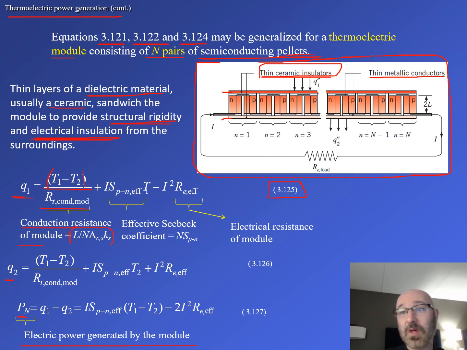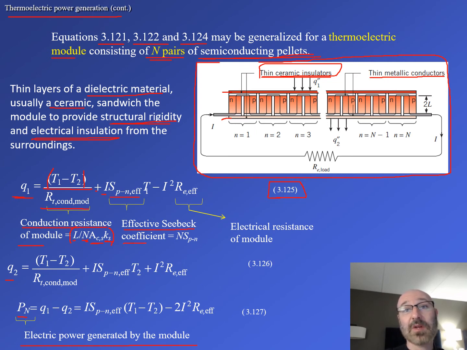And this should be familiar from what we've seen before. We have our L divided by our N, which again is the number of pairs, times our A sub CS that we just talked about, and then we have our K sub S for our thermal conductivity of the semiconductor material. Now this is plus our I, our current, times our effective feedback coefficient. So there's that effective feedback coefficient.